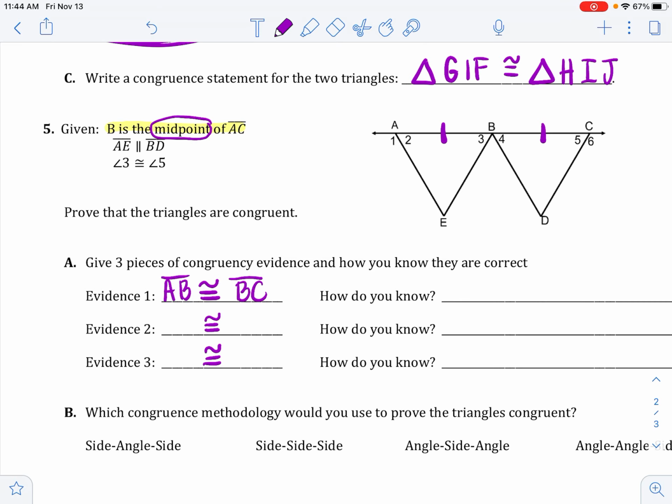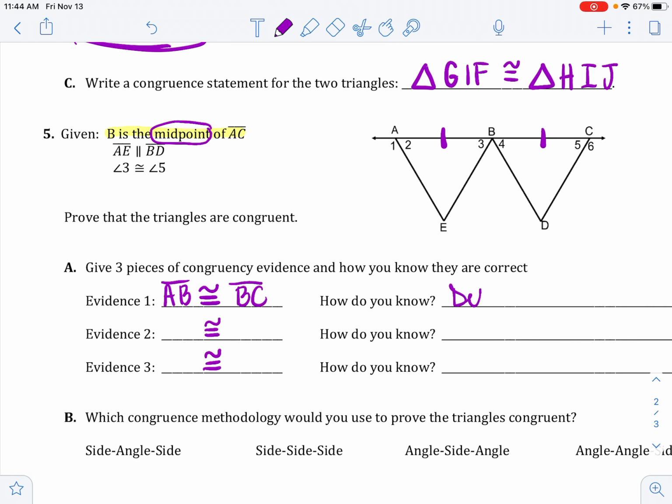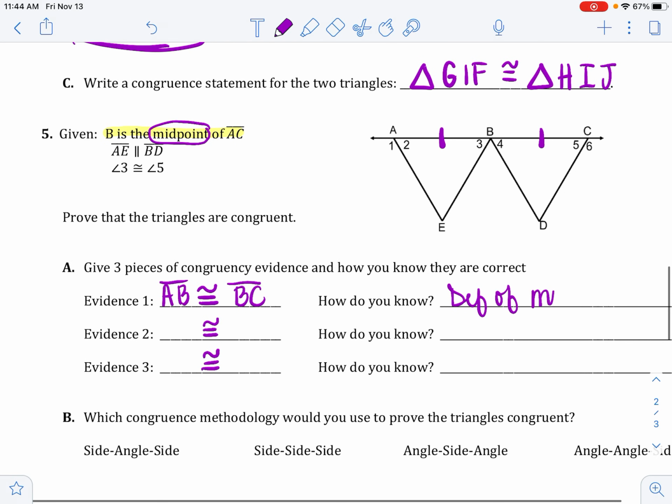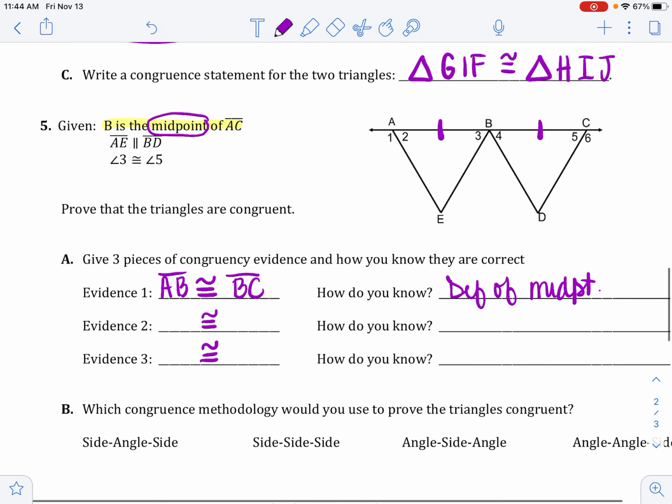Now I need a reason. I look right here for the vocabulary word. It says midpoint. So my reason is definition of a midpoint. All right, evidence number 2.